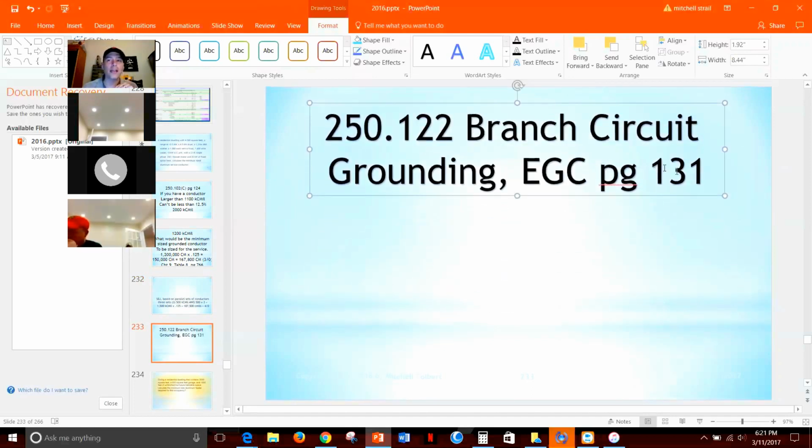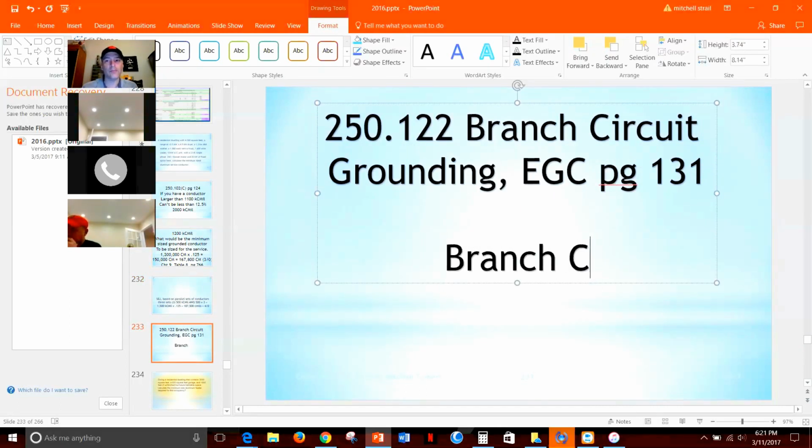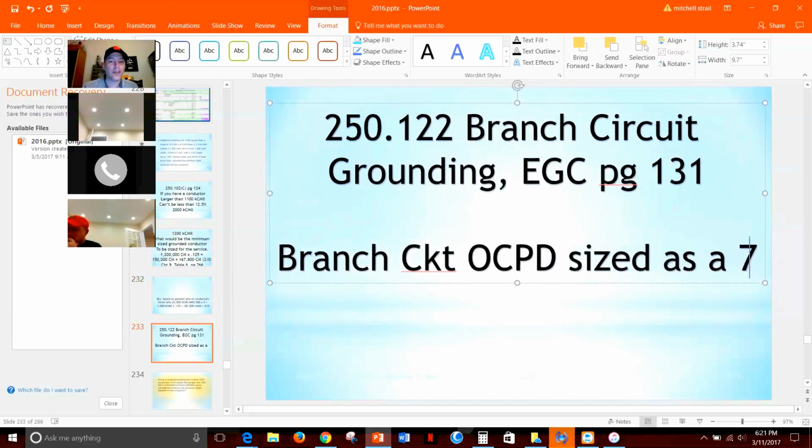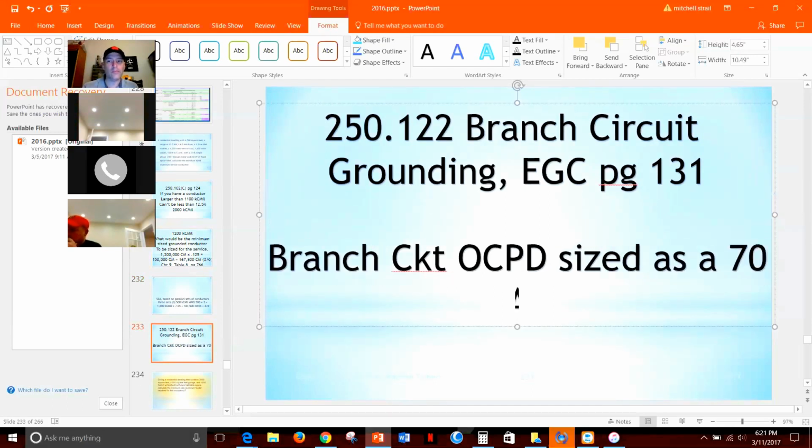This one is the table that's right there. It's based off of breaker size. So if I were to have, for example, a branch circuit overcurrent protective device, we'll call it OCPD, sized as a 70 amp device, call it a fuse. What would be my minimum size EGC based on a 70 amp fuse or breaker for that matter? Number 8. Okay, so you got down to the 60 amp, which says number 10. Anything larger than that all the way to 100, which is where this would fall in, would be a number 8, and you're absolutely right.